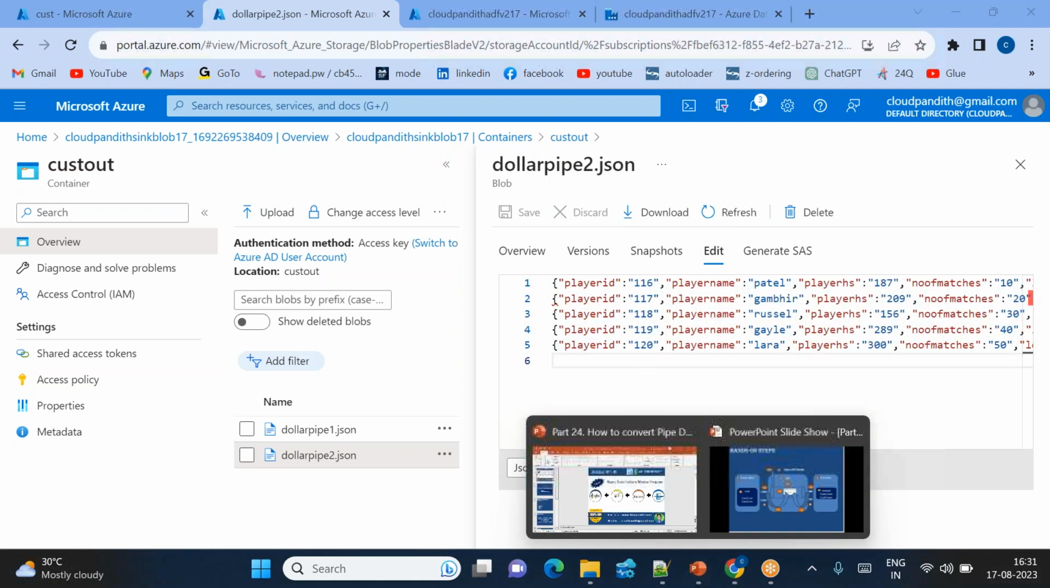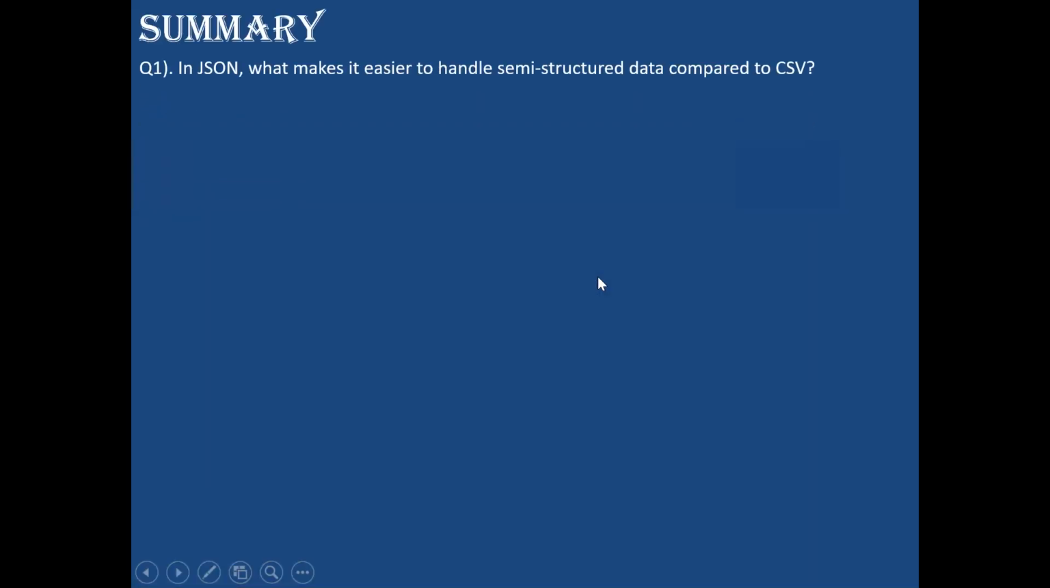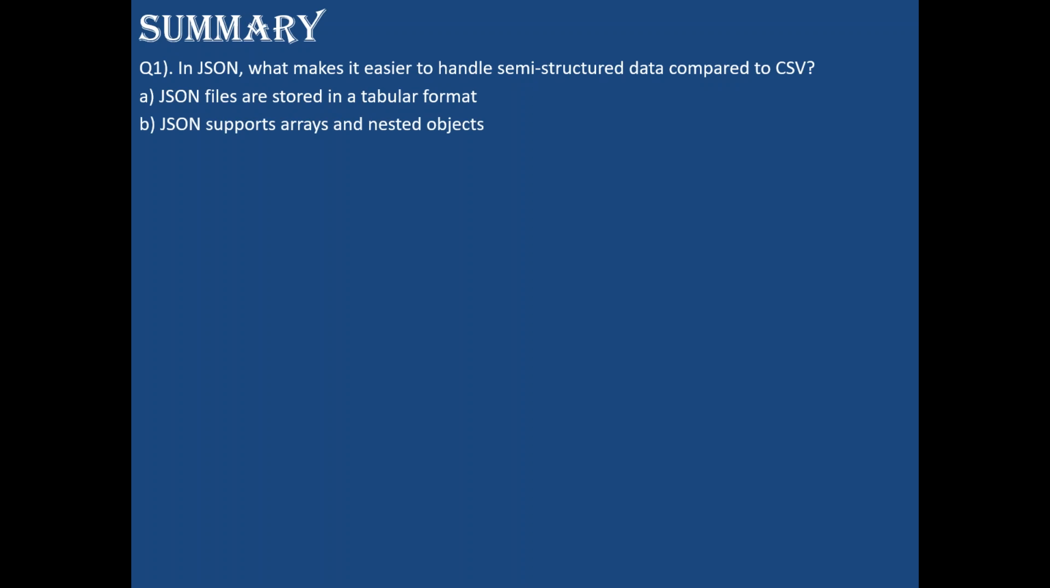Okay, so that's all. Let's quickly go through the summary questions to understand some of the JSON and CSV differences. In JSON, what makes it easier to handle semi-structured data compared to CSV? JSON is called semi-structured because it is mainly used for handling semi-structured data. The reason is that JSON supports arrays and nested objects. Answer B is correct because JSON supports arrays, like a list: 1, 2, 3, these are IDs. And nested elements: inside the department, you have EC, you have CSC, multiple values, nested objects.